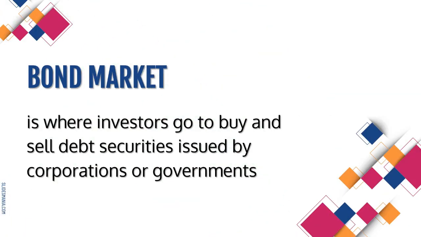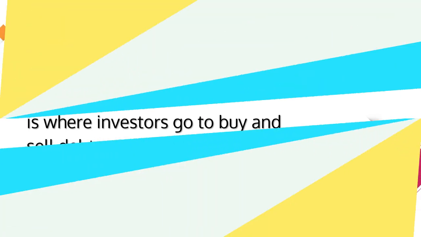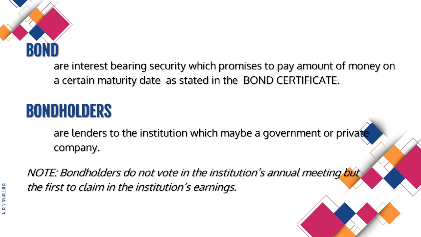Bond market. It is where investors go to buy and sell debt securities issued by corporations or governments. Bonds are interest-bearing securities which promise to pay an amount of money on a certain maturity date as stated in the bond certificate. Bondholders are lenders to the institution, which may be a government or private company. Take note, bondholders do not vote in the institution's annual meeting but are the first to claim in the institution's earnings.